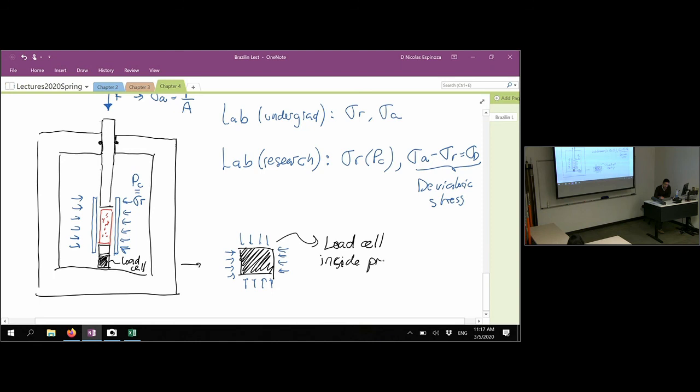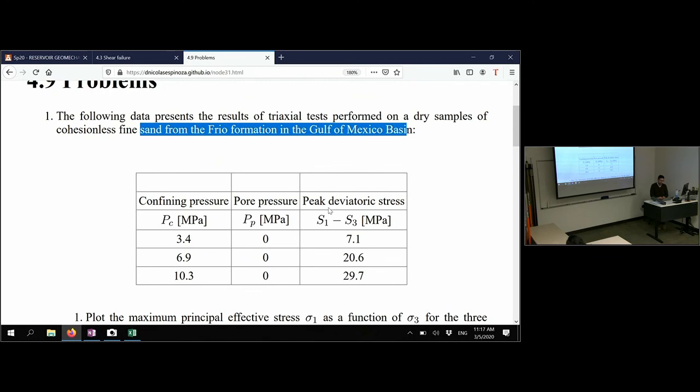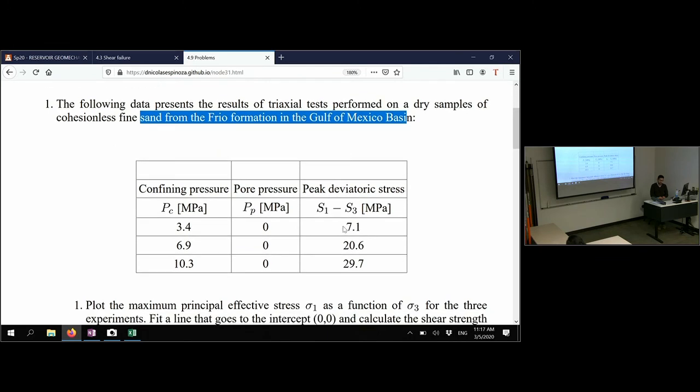inside the pressure vessel. And that's a lot more precise than measuring it outside. And that's exactly what you have over here, because these measurements we did in that laboratory. You have the peak deviatoric stress and not just the axial stress.